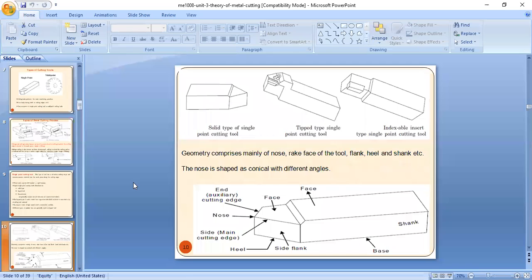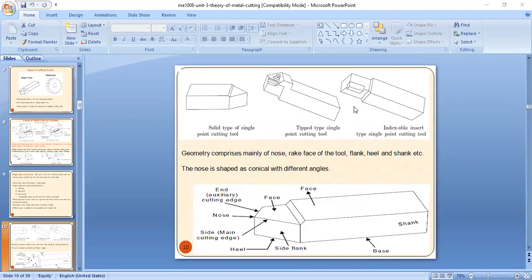For the solid type of single point cutting tool, you can see the first diagram. The second one is the tip type single point cutting tool. You can see the tip, and there is a particular attachment where you can screw the tip to the tool's cutting edge by means of a grub screw. You have to use an Allen key to fix it.